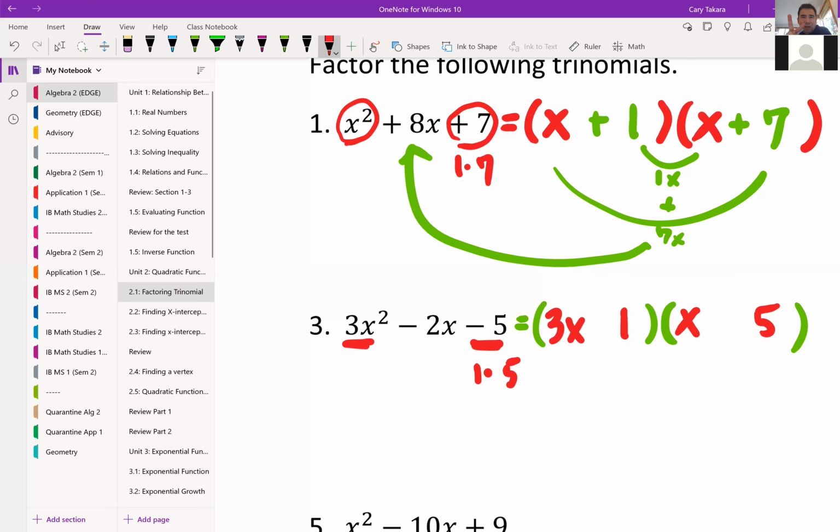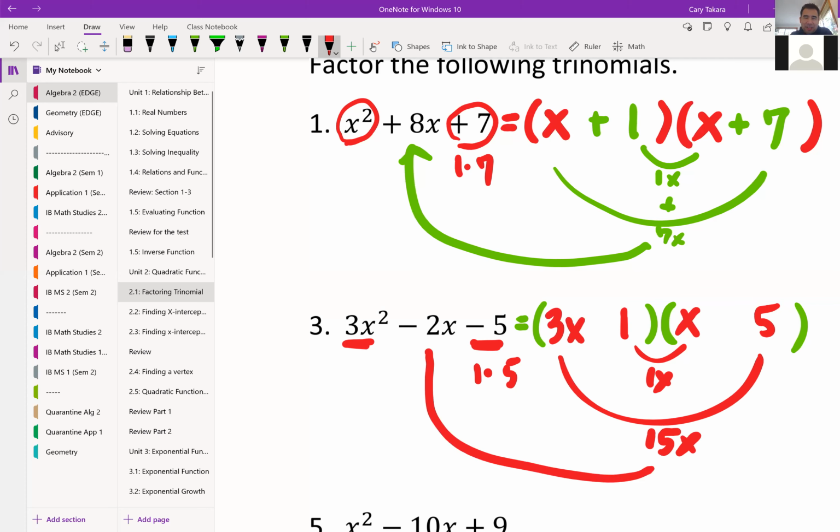Maybe it's the other way around. I don't know. Well, you can kind of see that it's going to be the other way around, isn't it? The more you do this, I think you're going to start already thinking ahead. You're going to get 1x, you're going to get 15x, right? 3x times 5 is 15x. Now, how can you get -2x? It's impossible, okay?